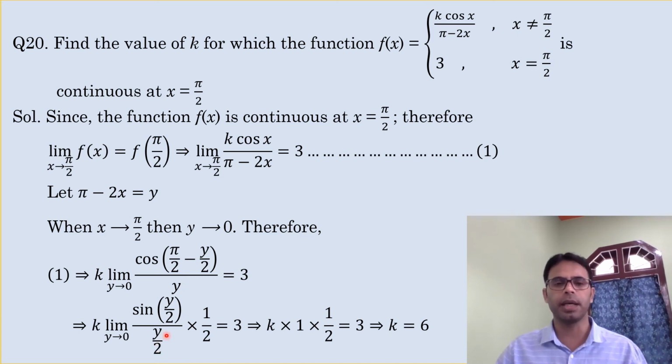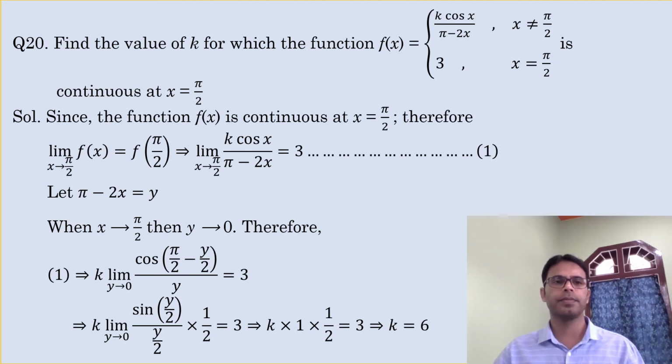So I am writing here y by 2. This half is an extra term here, and we are multiplying by half here. And on the right hand side 3 is already there. Then that will imply k is here. This total limit value is 1. Then this half is already there. Right hand side is 3. So k will be equal to 6 only. And that completes the solution of the problem.